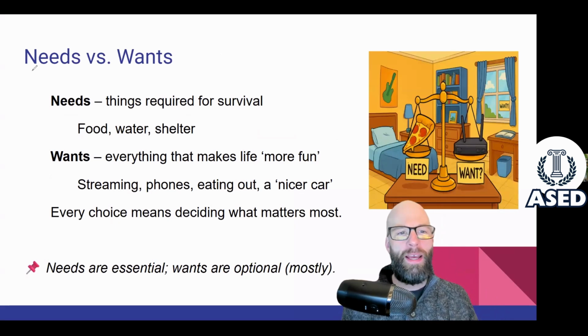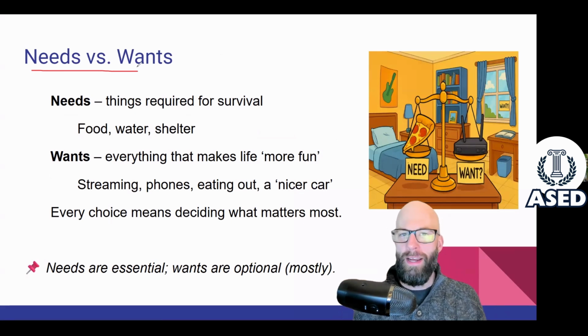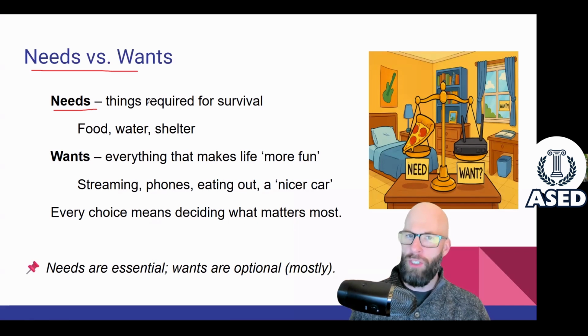So let's start by learning how to identify things that impact us and our choices by diving into needs versus wants. This is one of the underlying concepts connected to scarcity. So in our lives, we have things that are needs. These are things that are required for survival. This is not supposed to be overly complicated. Food, water, shelter. It's the basics. We all need those things.